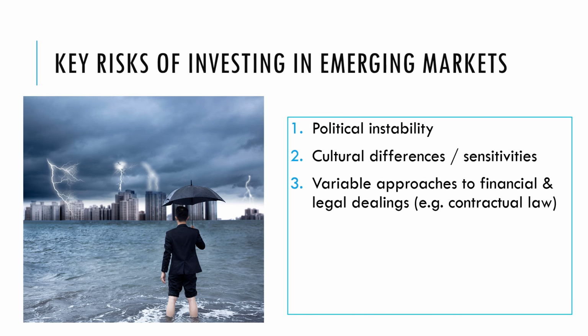Again, variable approaches to financial and legal dealings. So understanding the legal system in India may be challenging to businesses who are used to operating in the legal system in the UK. Corruption and bureaucracy is still an issue in many emerging markets. So the need for bribes or very slow processes to get things done can frustrate the efforts of businesses from developed economies.